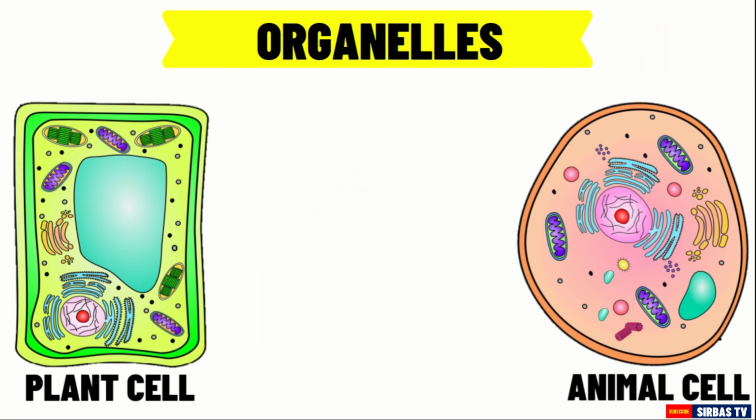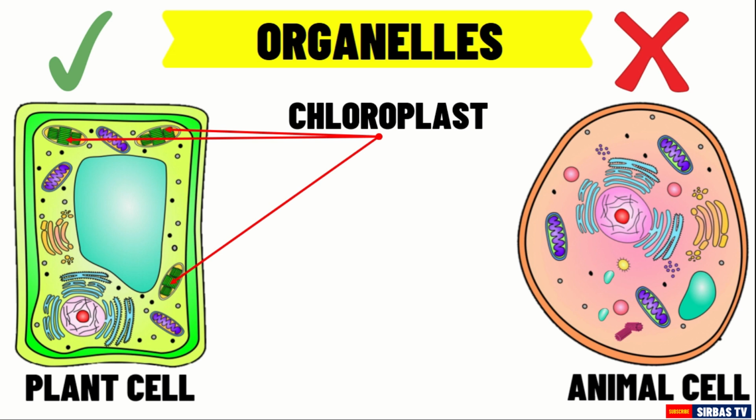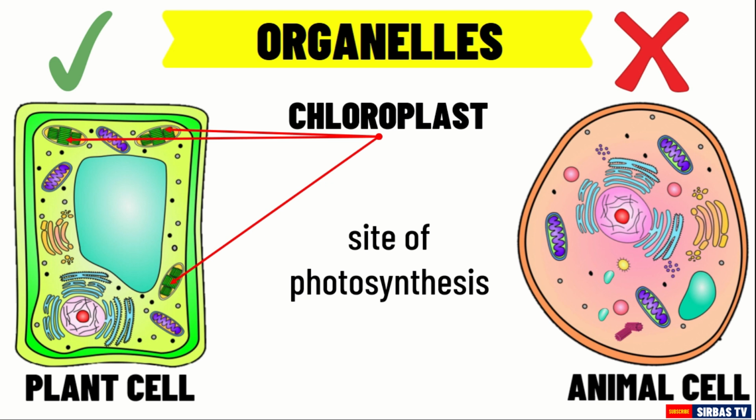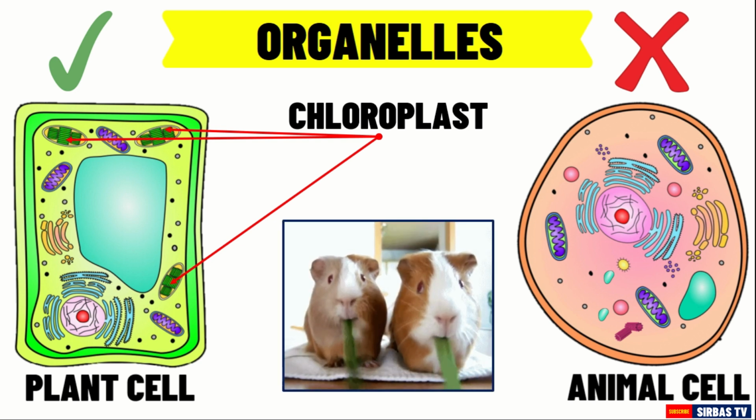Next, we have the chloroplast. Animal cells do not have chloroplast. Meanwhile, plant cells contain chloroplasts, which are needed for photosynthesis. Photosynthesis is the process wherein plants make their own food. This is the reason why animals eat plants. They do not have chloroplasts. Thus, they cannot make their own food and depend on plants to obtain energy.